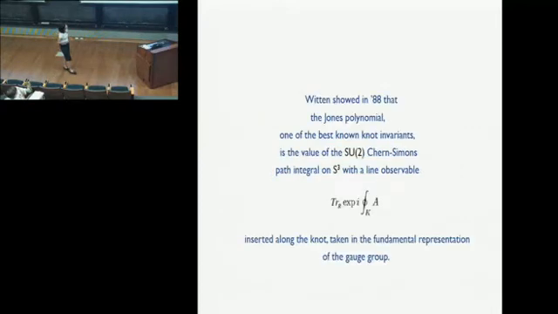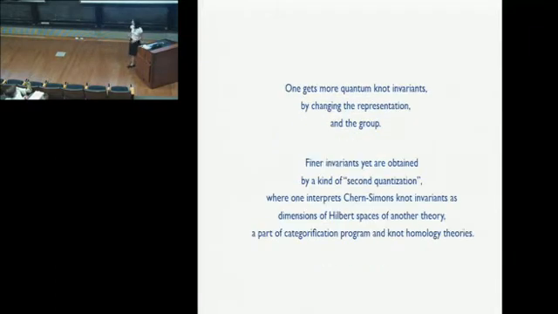So, quantum physics has played a central role in knot theory for a very long time. This goes back to Witten's work in '88, or perhaps even earlier. Witten showed that the Jones polynomial, one of the best-known knot invariants, is computed by SU(2) Chern-Simons path integral on S3 with a line operator inserted along the knot and colored in fundamental two-dimensional representation. So one gets more quantum knot invariants by varying the representation in the gauge group.